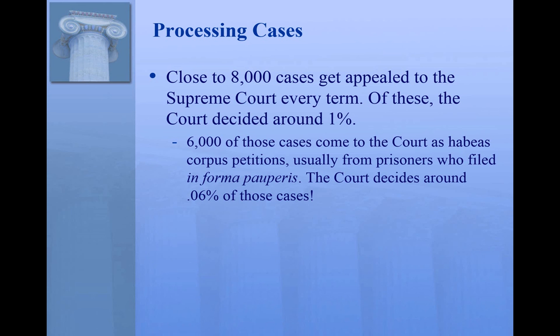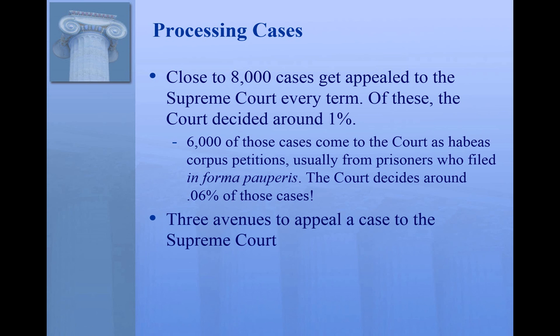So what happens to the other 99% of the cases that are appealed to the Supreme Court? Well, the decision of the court below remains the final decision for those cases. As you can see, that makes courts below the Supreme Court very, very powerful. All right, so there are three avenues of appeal to the Supreme Court of the United States. Three ways of getting your case before the Supreme Court.